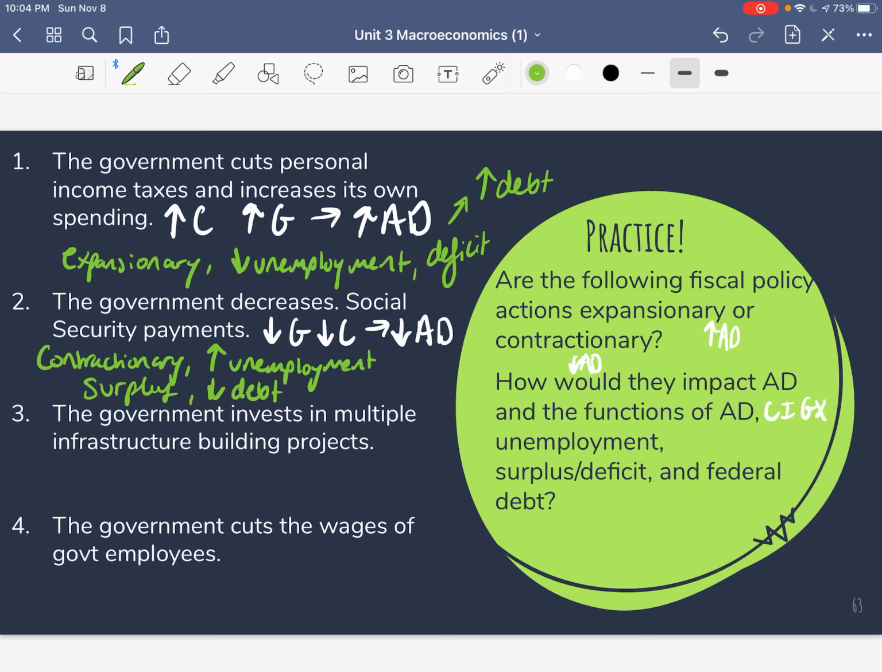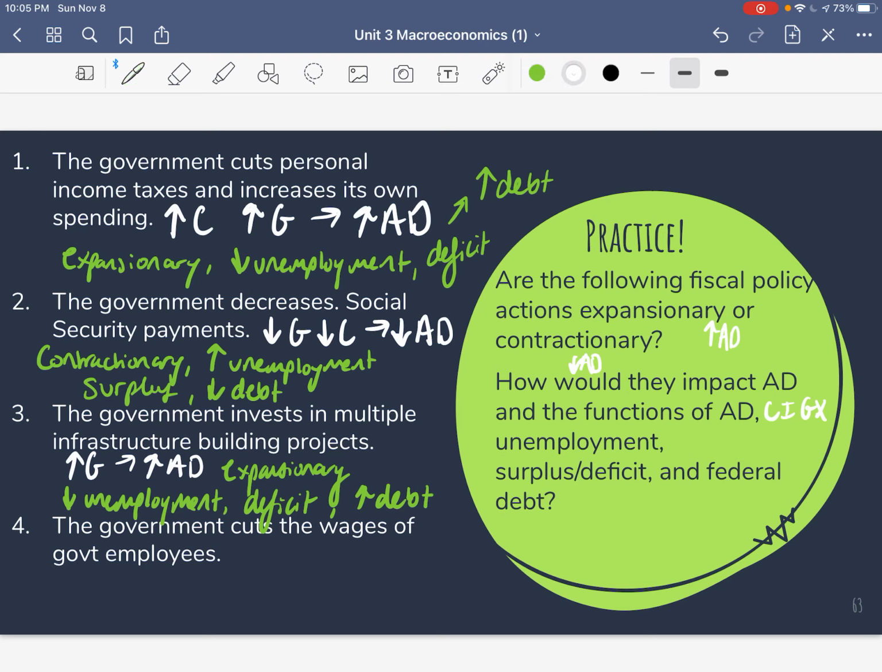Okay? Next one. The government invests in multiple infrastructure and building products. So the government is creating more jobs. That's increased government spending, which leads to an increase in AD. Increasing AD means we are expansionary. And if we're expanding, we're creating more jobs, that's going to decrease unemployment. But somehow, these people have to be paid. That comes from the federal budget. So we might end up spending more than what we bring in, which is called deficit. And the more deficit we have, the more debt we have.